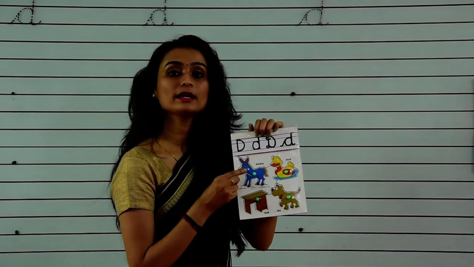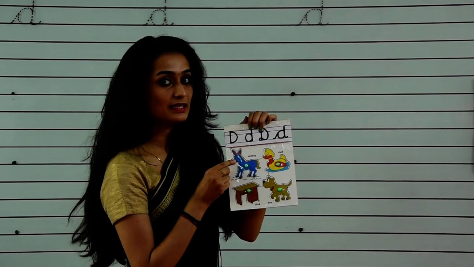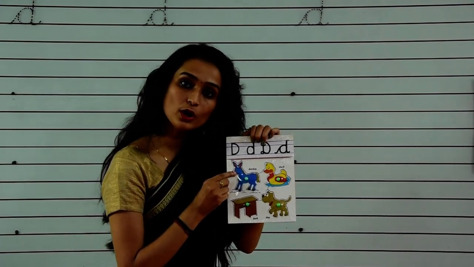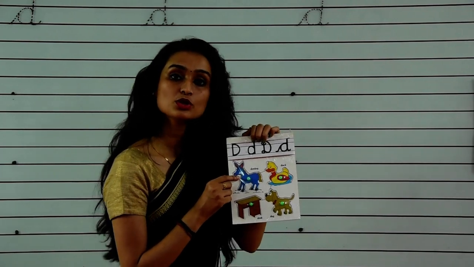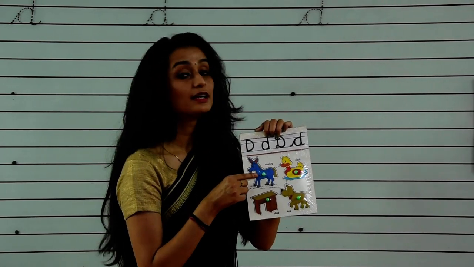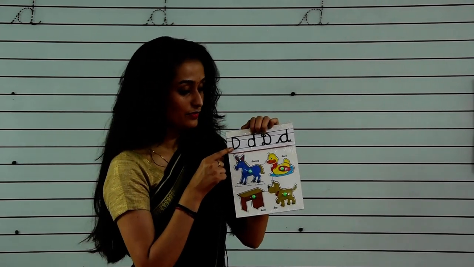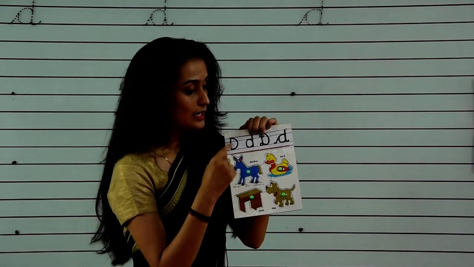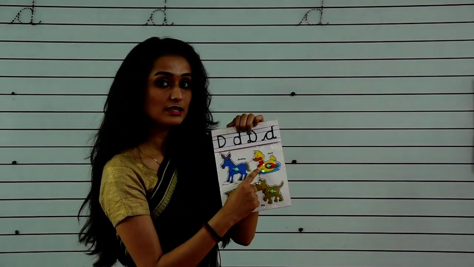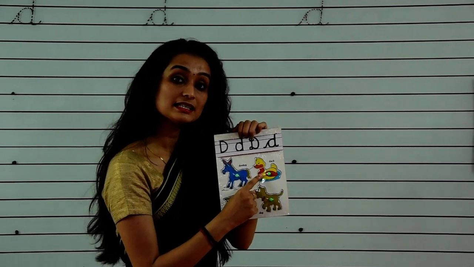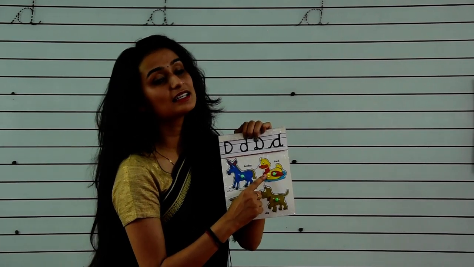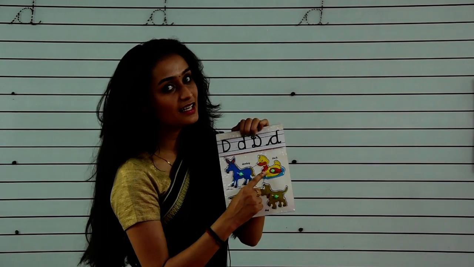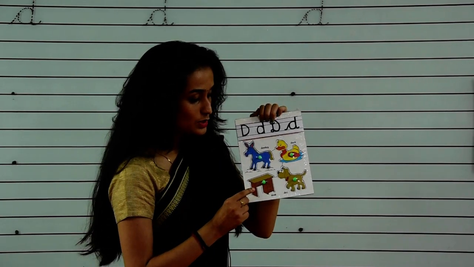First one, which is this animal? This is a donkey. D for donkey. Come on the next one. What is this kids? Yes, this is a duck. Now come on the next one.